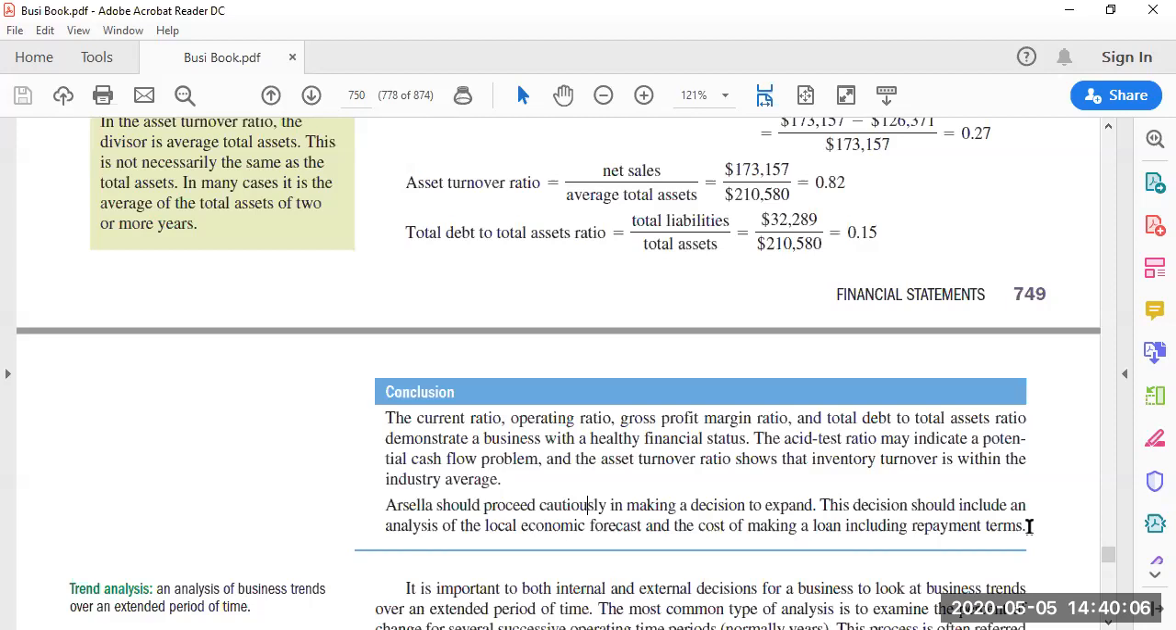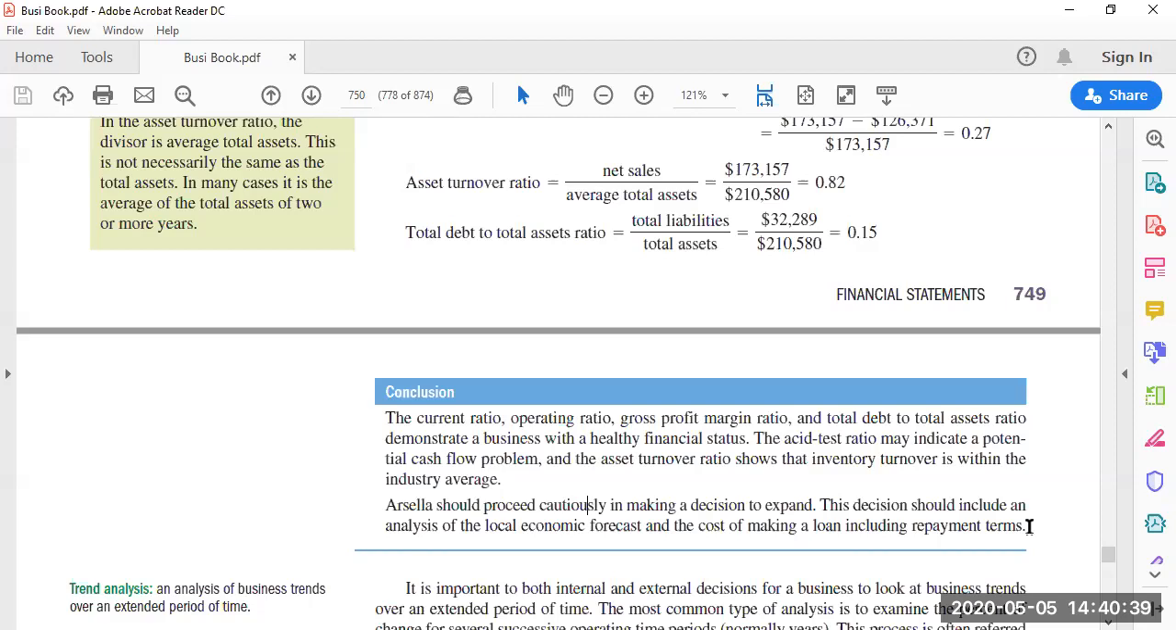That's part of the cautious position she needs to be in. But if the forecast for the economy doesn't look like it's going to be going up, then that might mean that her business might take a downturn. And if it does, then it would be financial hardship if she were to go ahead and expand at this point based on her financial ratios. So using this information, she looks like she's in a good position to go forward, but with caution.